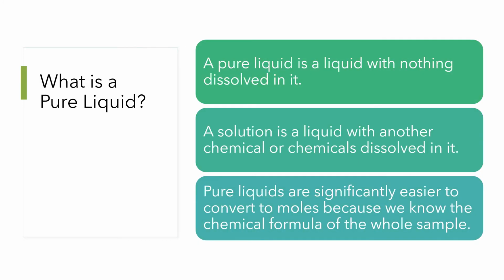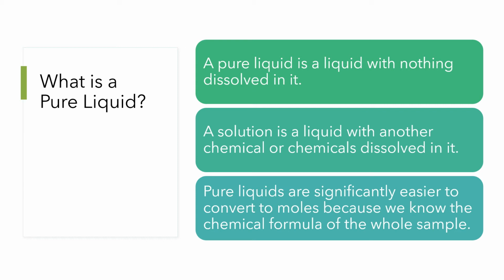It's important to distinguish between pure liquids and solutions. A pure liquid is a liquid with nothing dissolved in it. Although it will be fairly rare to get a completely pure liquid, we usually consider anything with a low enough concentration of dissolved substance as pure. Solutions, on the other hand, consist of a liquid with at least one other substance dissolved into it. We'll look more at solutions in the next couple of videos, but today we'll focus on pure liquids.